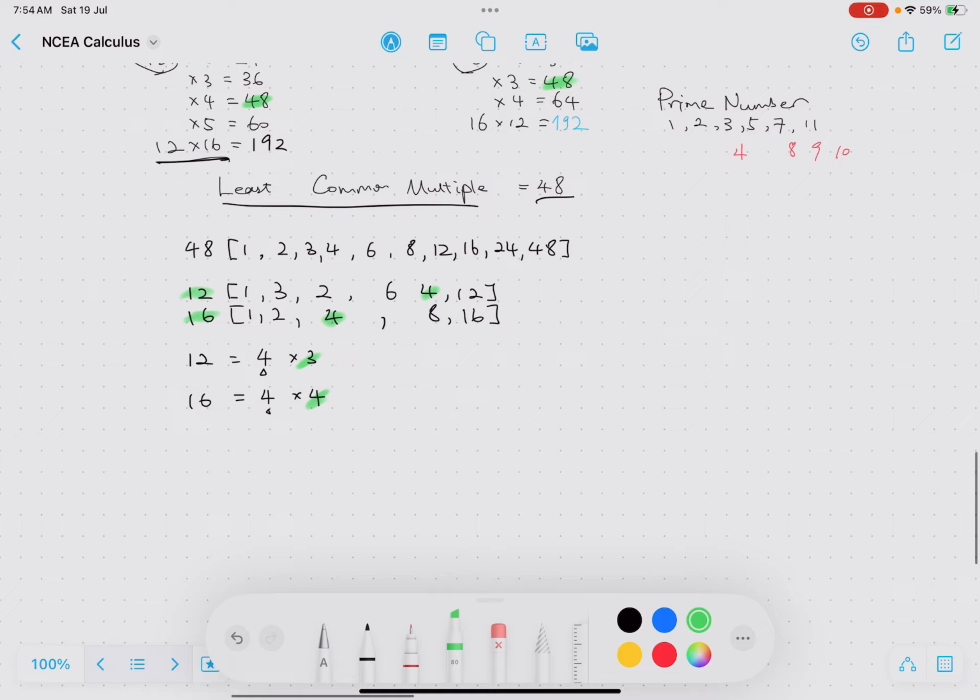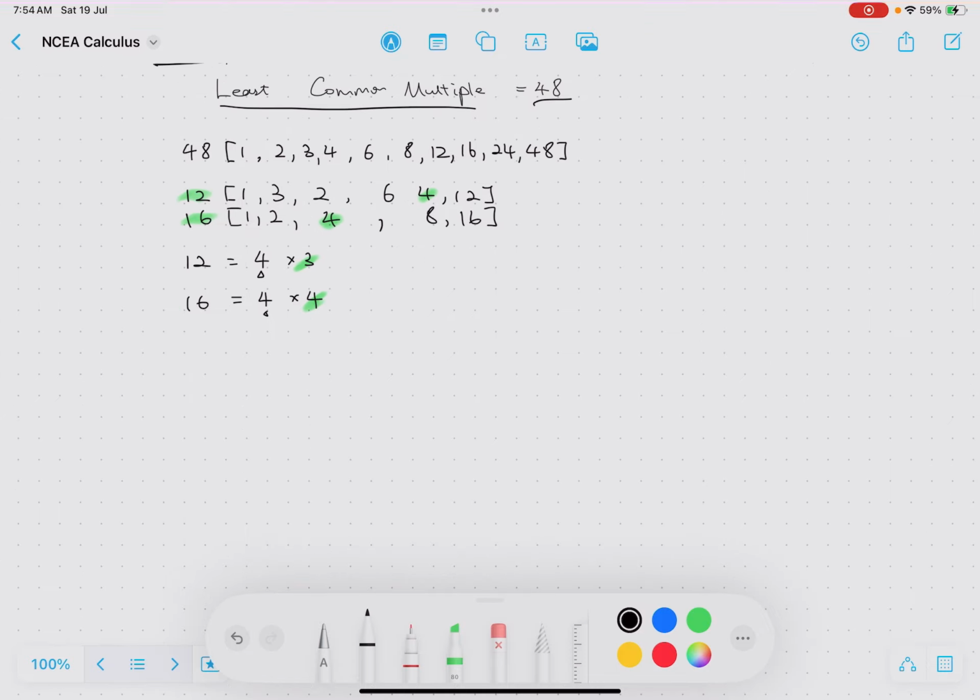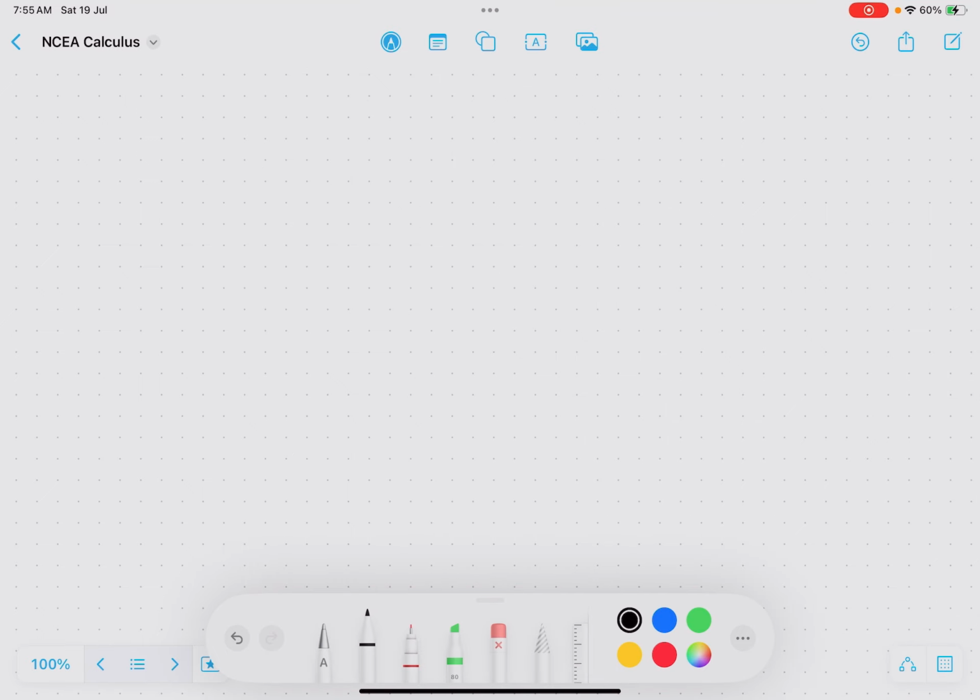So if we need to find the least common multiple of 12 and 16, we just leave the 4 alone, we leave the common factor alone, and we just multiply the remaining parts together. 3 times 4, and that's how we get 48. Okay, let's look at a slightly different example.